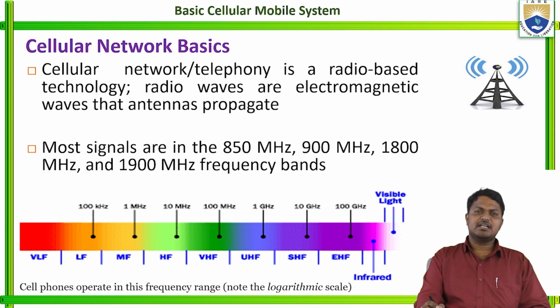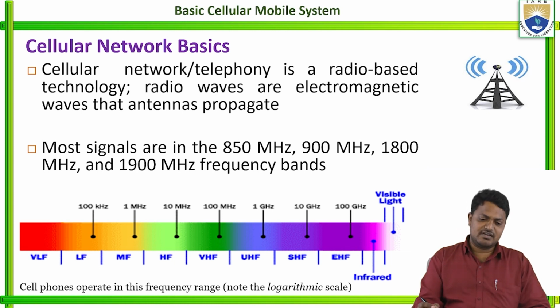Radio based technology is nothing but radio waves, electromagnetic radio waves we are using for the establishment of the communication and for the transmission of the signal or the data from the transmitter to the receiver, or from a mobile unit to the base unit, or base station to the mobile station.